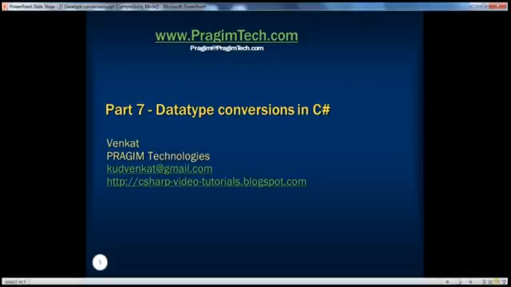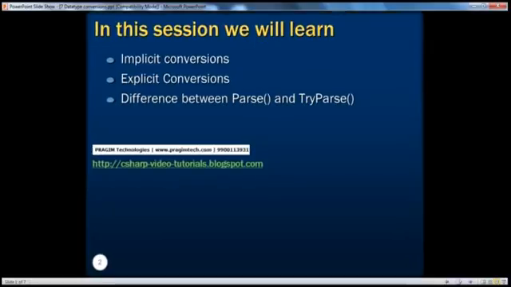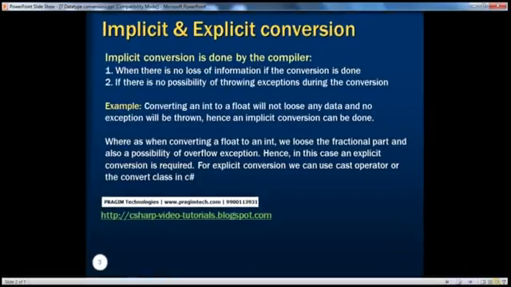I am Venkat. This is part 7, data type conversions in C#. In this session, we will learn implicit conversions, explicit conversions, and the difference between parse and try-parse methods. Let's look at an example.